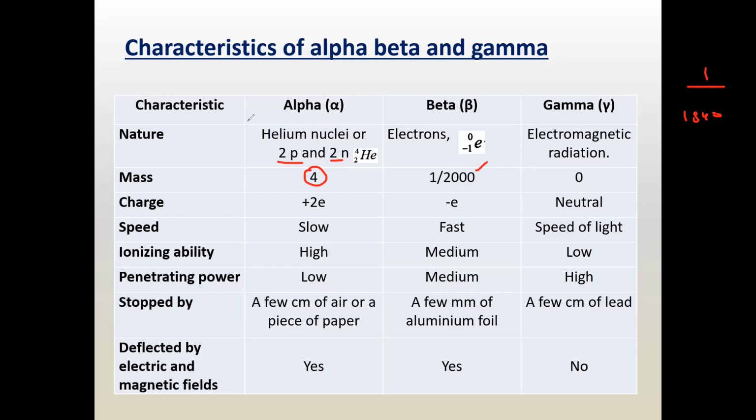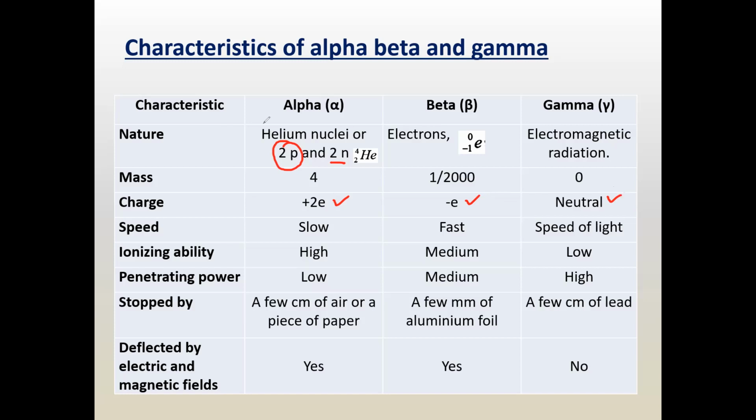What about the charge? Alpha consists of two protons and two neutrons. Neutrons are neutral, they do not have charge. Protons are positive. Because there are two protons, it is +2, twice the charge of an electron. That's why it is written +2e. What about the electron? Electron is negatively charged, and gamma radiation, being electromagnetic radiation, doesn't have mass or charge.